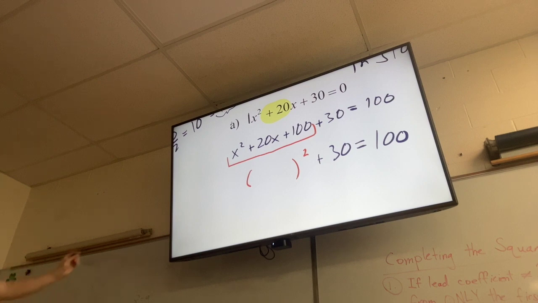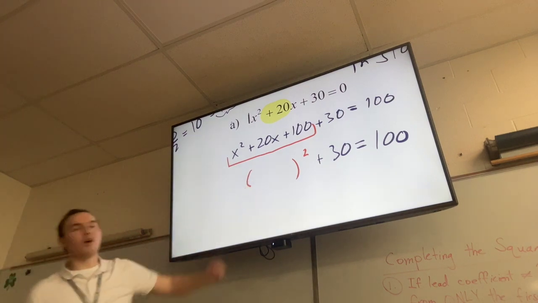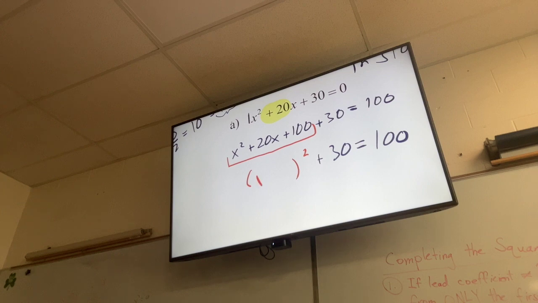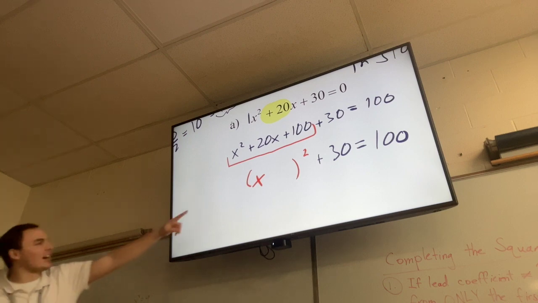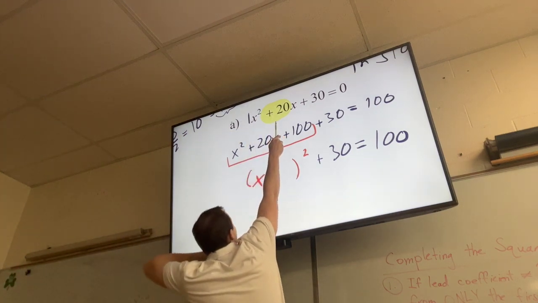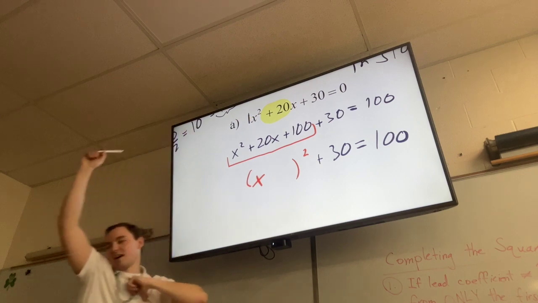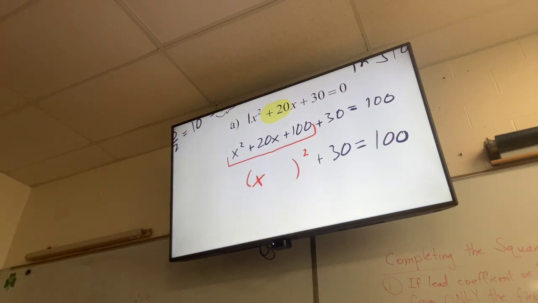The first term inside these parentheses is always x, so just write an x in there. And then the second number is always my yellow highlighted number divided by 2. So what's positive 20 divided by 2? Positive 10, so plus 10. Now I can use the square root property. I'm done completing the square.